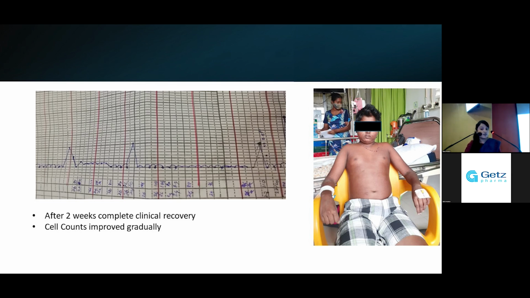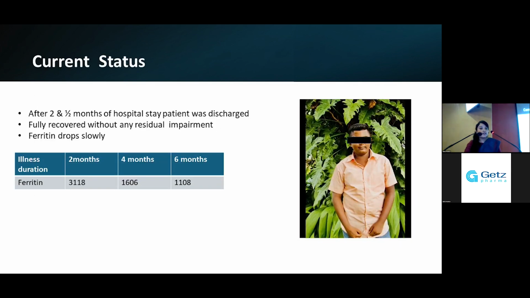And as you can see, the fever was subsiding and the cell counts improved gradually. This was our patient after 2 months of combating macrophage activation syndrome. And after 2.5 months of hospital stay, the patient was discharged, fully recovered without any residual impairment.